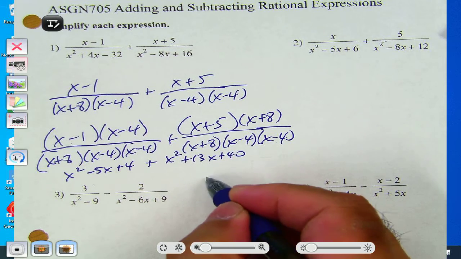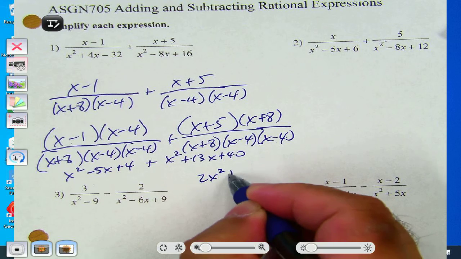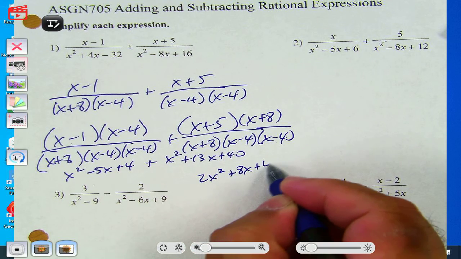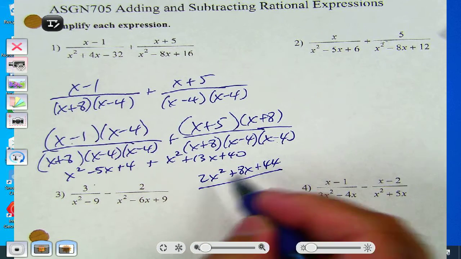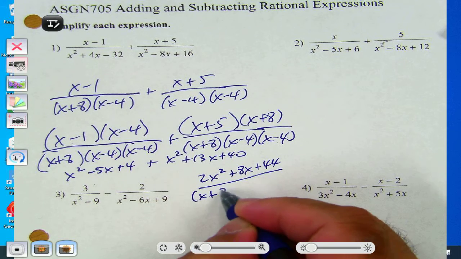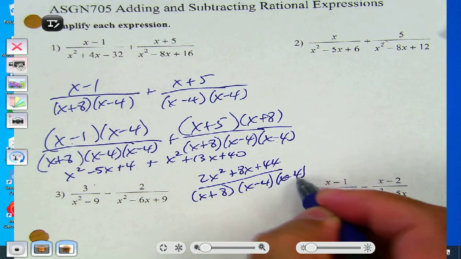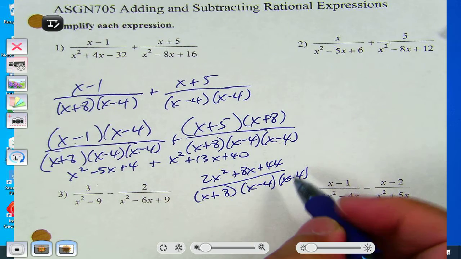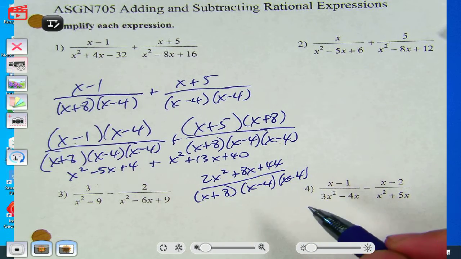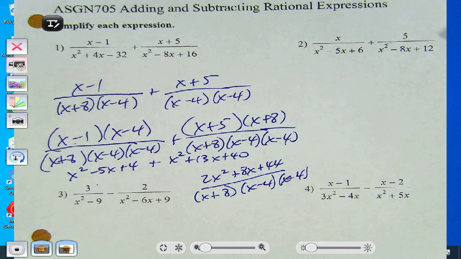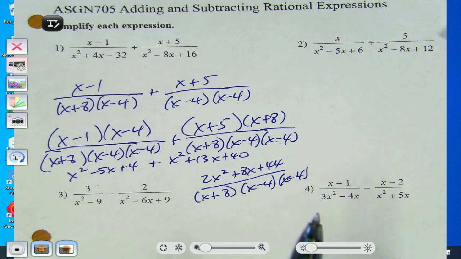Final answer, 2x squared plus 8x plus 44 over x plus 8 and x minus 4 twice. If you write x minus 4 squared, like put a little 2 on there, that is perfectly okay. You don't have to write it twice. You can write x minus 4 to the second power.